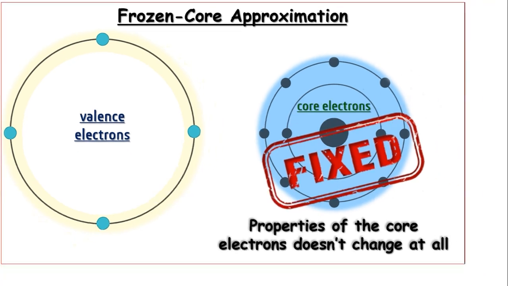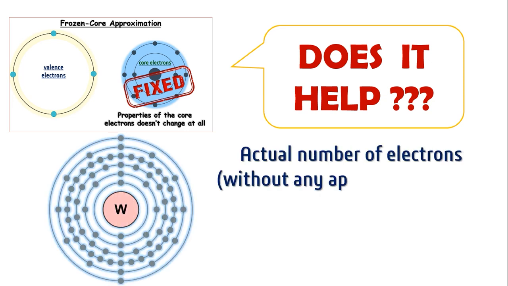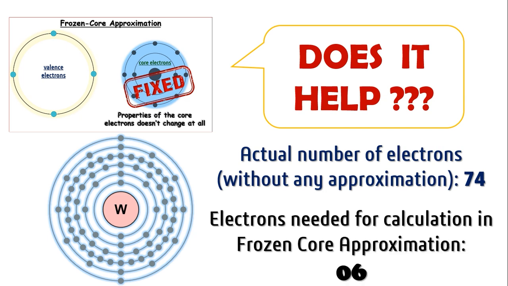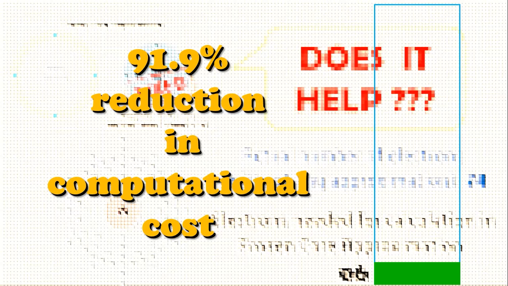But does it really help? Let me give you an example. In case of tungsten, we have a total of 74 electrons. Guess how many electrons need to be described with the frozen core approximation? Well, it's only 6 electrons. Hence, clearly, the frozen core approximation leads to a substantial computational saving.